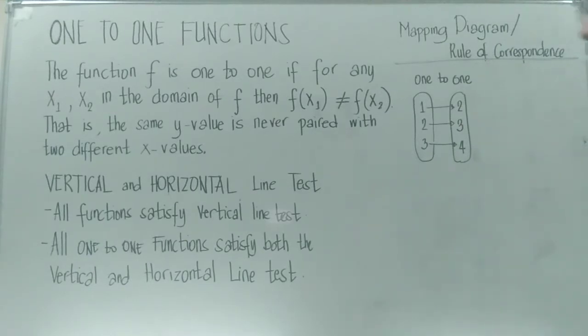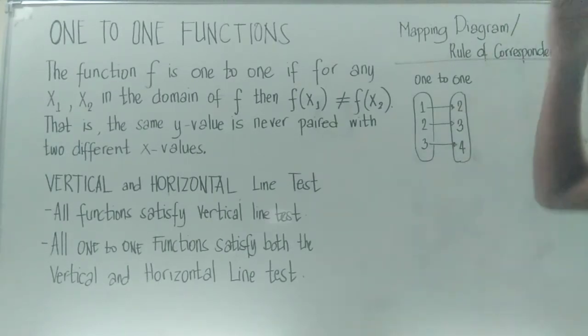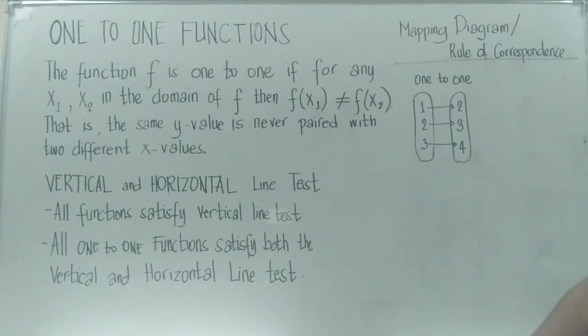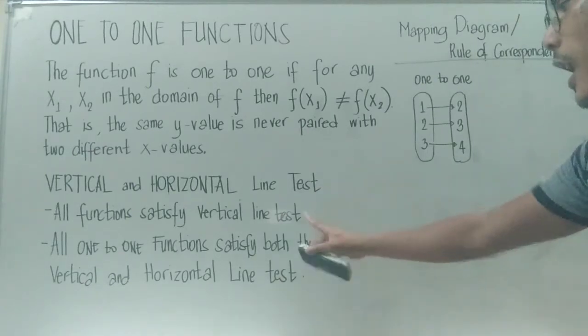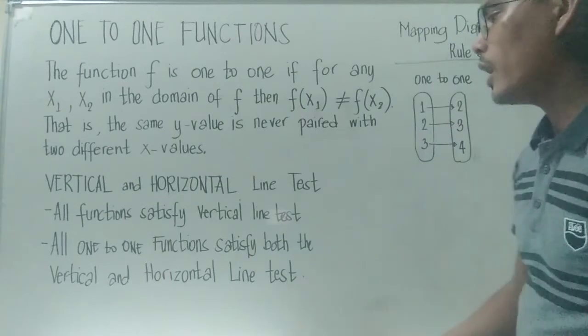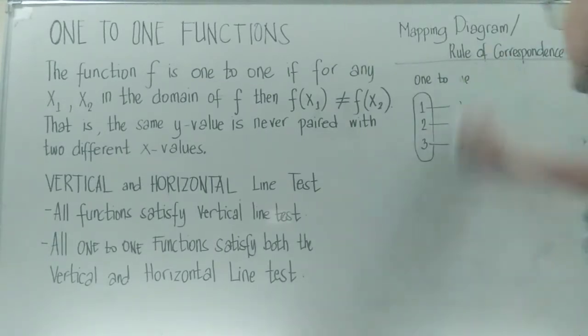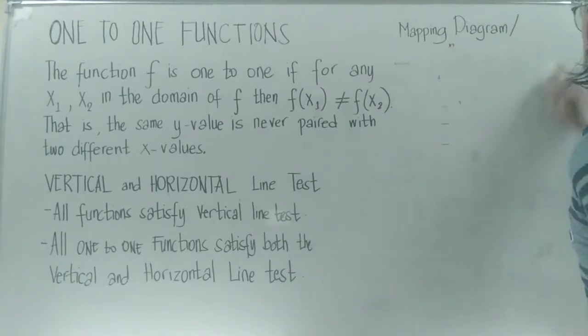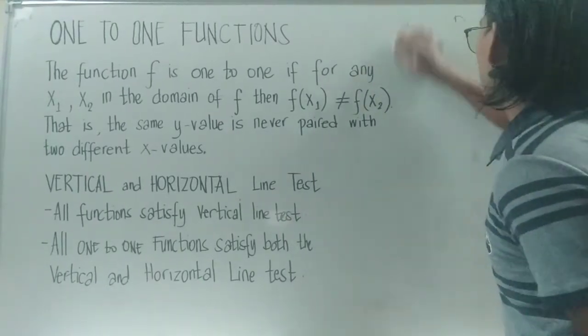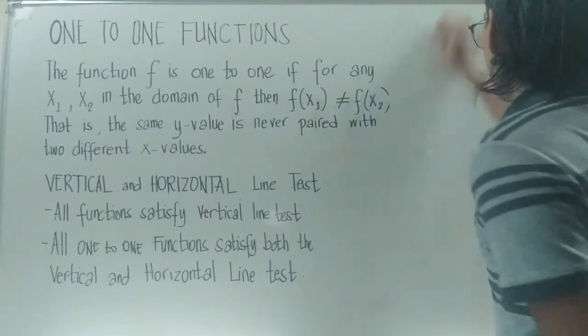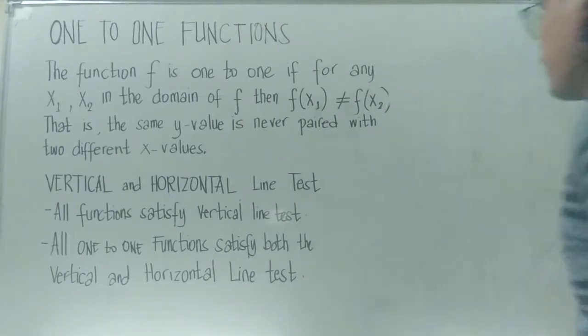Another way to identify a one-to-one function is using the vertical and horizontal line tests. All functions satisfy the vertical line test. Then all one-to-one functions satisfy both the vertical and horizontal line tests. I will give some examples of how to identify a one-to-one function, assuming you are given a graph.